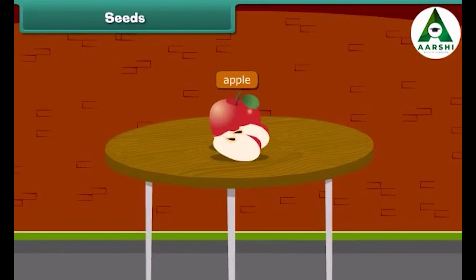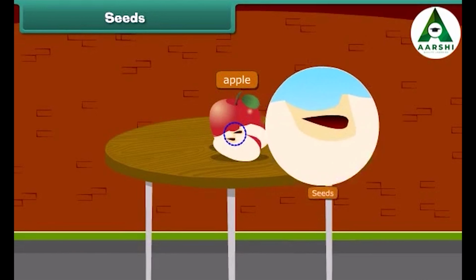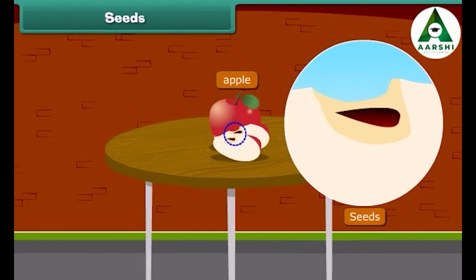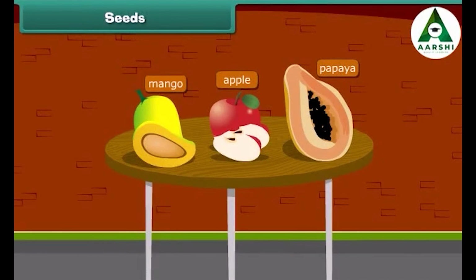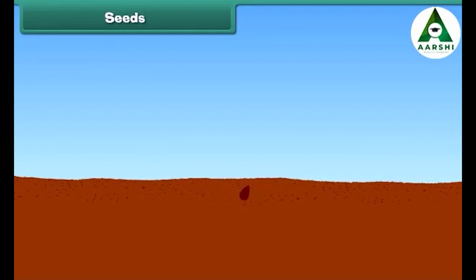When we cut an apple, what do we see at the center? Yes, absolutely right. We see small dark brown seeds. Other fruits have seeds inside them such as papaya and mango. Do you know that a new plant grows from a seed?